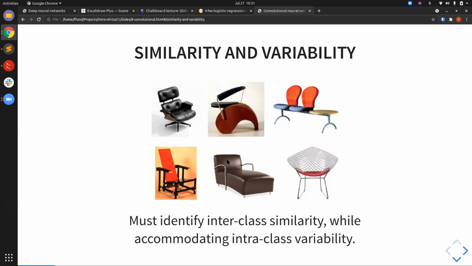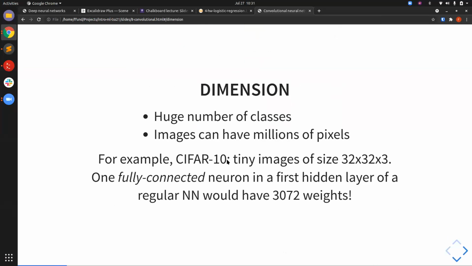I don't know. Okay. Another reason why images are difficult is because of dimension. Right? You have a huge number of dimensions. So for example, take this popular data set of tiny images. They're 32 by 32 by 3. That means each image is 32 pixels wide, 32 pixels high, and it has a red, green, and blue color channel. Now, if you have just one neuron in a hidden layer, for a regular neural network, you'd need thousands of weights to accommodate that.